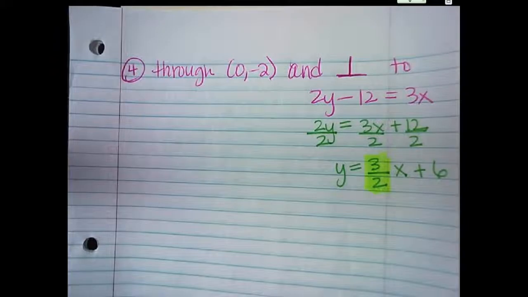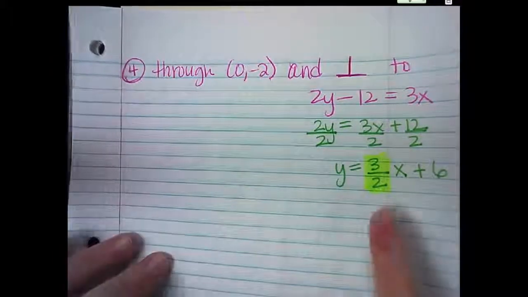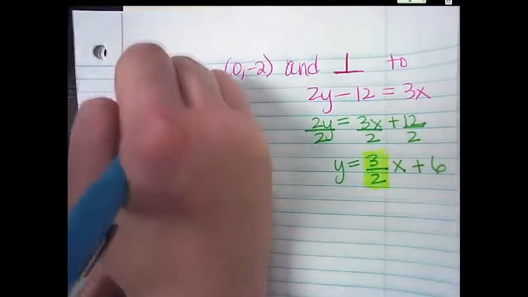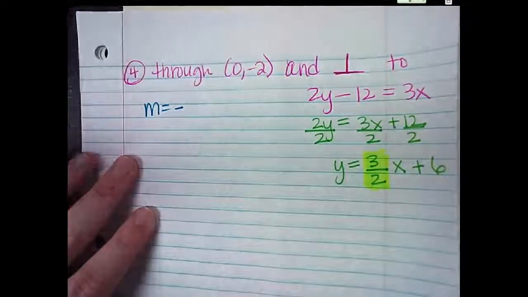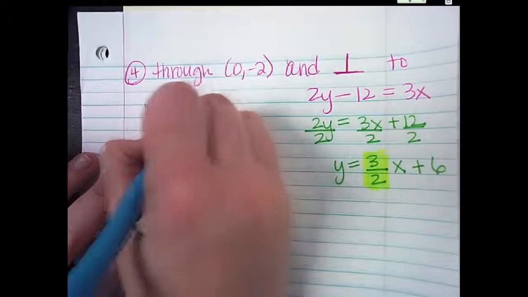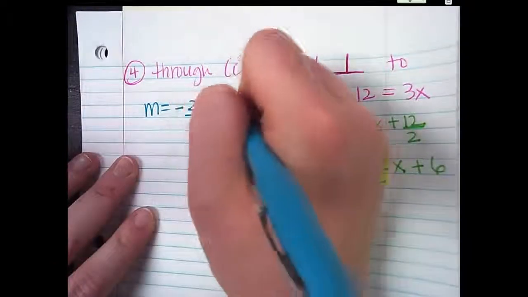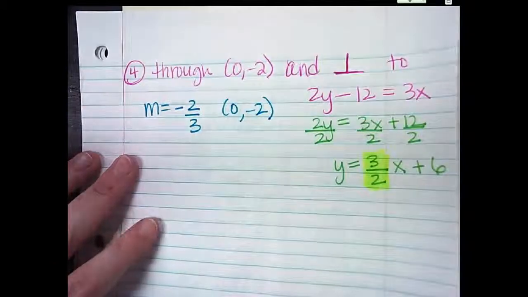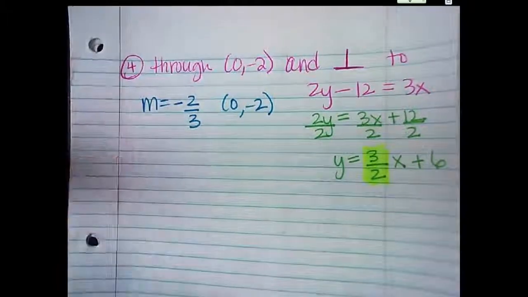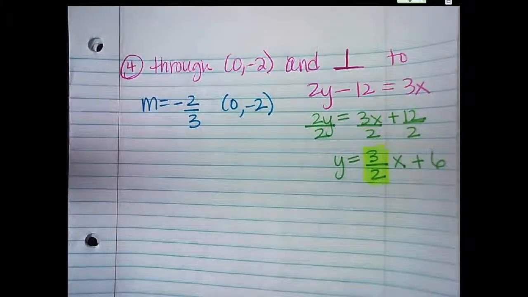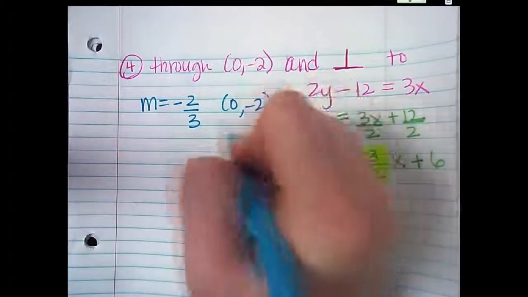So I'm doing a perpendicular line. What's my new slope? Perfect. This is positive. So first of all, it becomes negative, and then it flips: 2 over 3, or -2/3. Where do you go from here? Then you do the point slope. Now, if you notice, which if you don't, it's okay, this is the y-intercept.